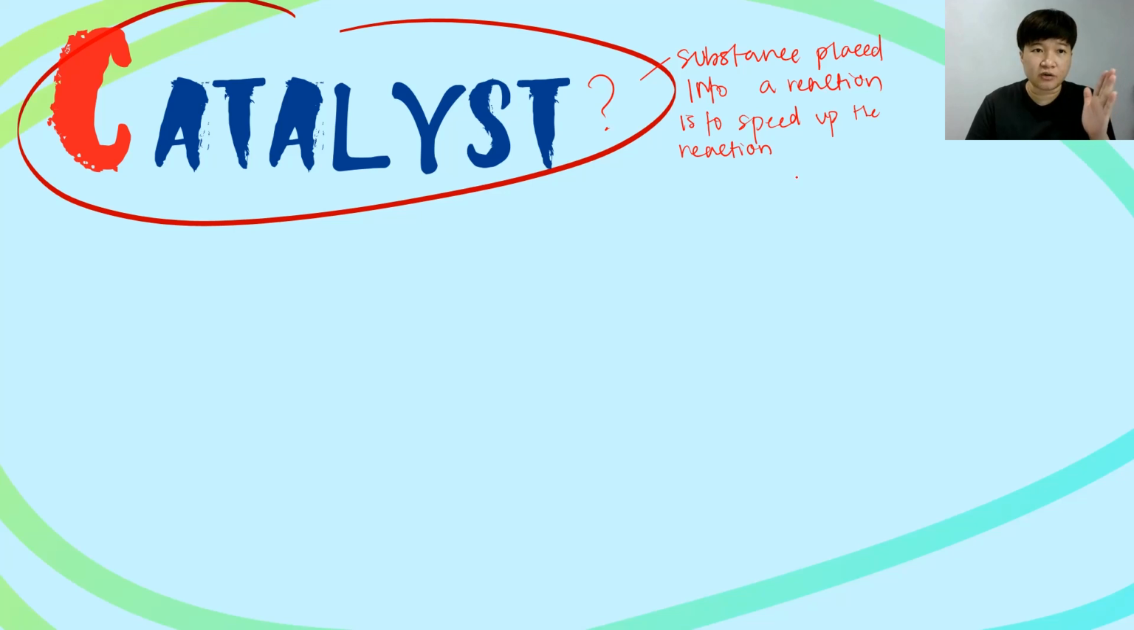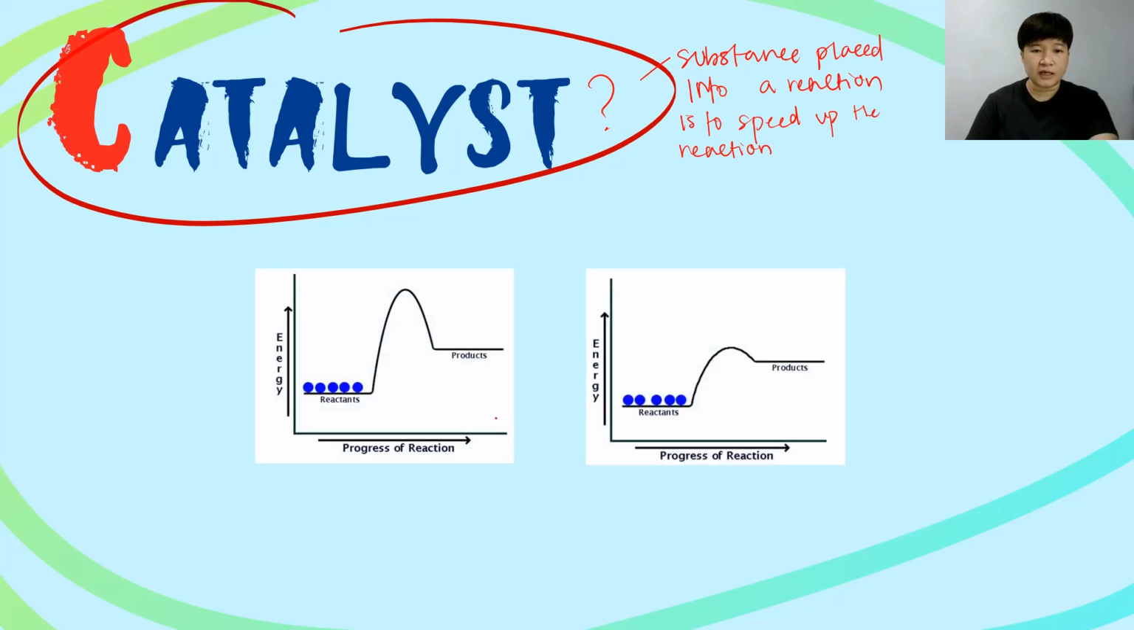If you are changing your reactant A to product B, the reaction will remain changing A to B. The reaction won't change, but it will shorten the time. It will speed up the reaction. That is the function of a catalyst. Look at the two graphs over here. In both graphs, I have 5 reactants. This one is without catalyst.